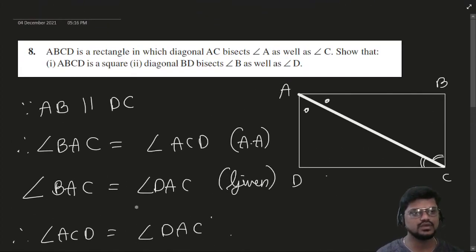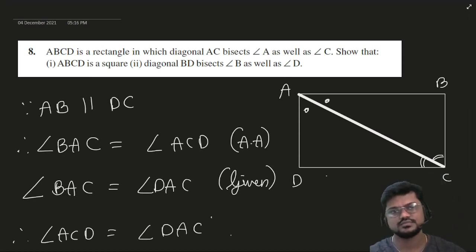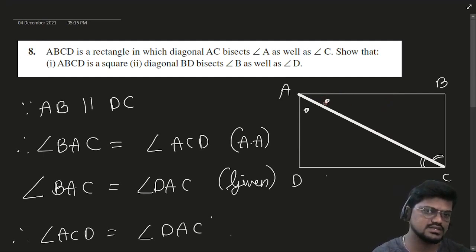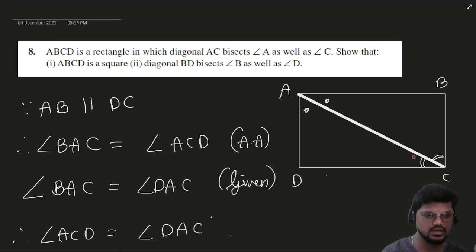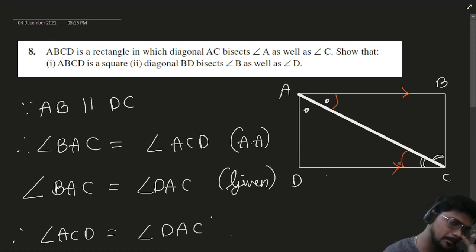Clear? Sir, I didn't understand how angle ACD is equal to angle DAC. See, we already knew that this angle is equal to this and this angle is equal to this. Why? Because AC is bisecting both the angles. Is this clear, Dhruv? Yes. After that, if this line is parallel to this line, then this angle will be equal to this angle, yes or no? Yes, sir. That means all the angles are equal.